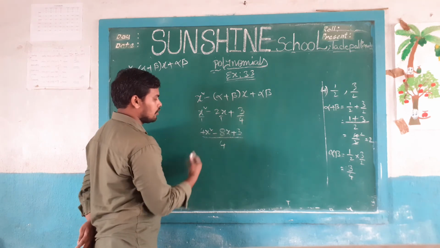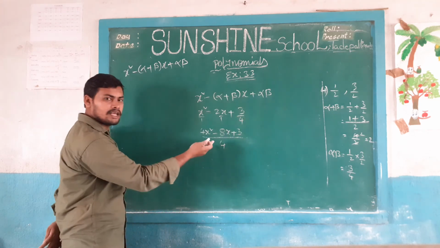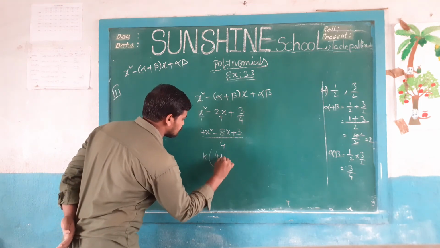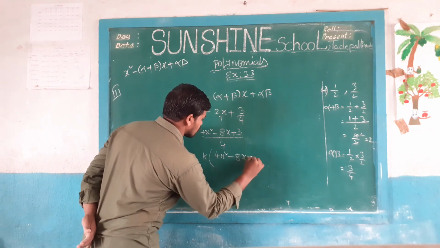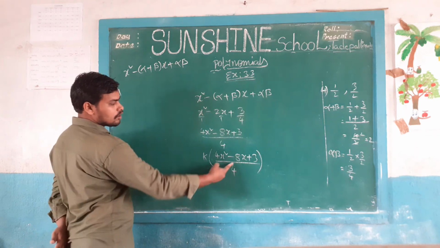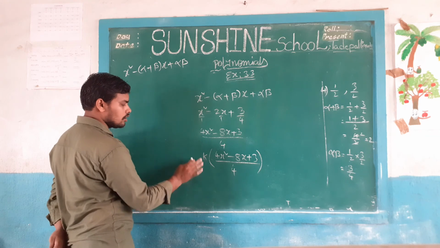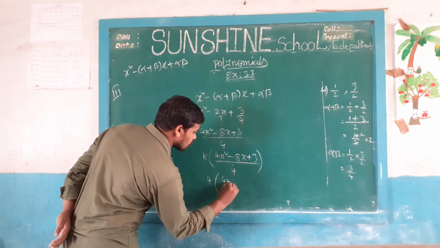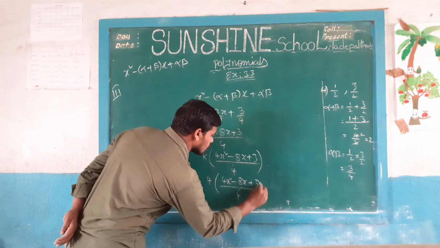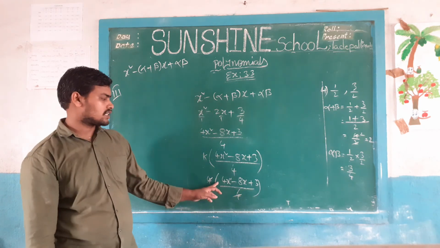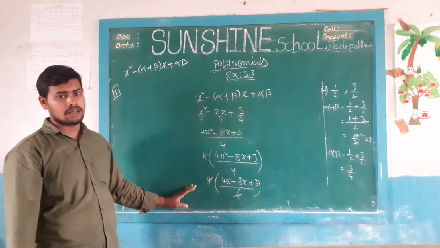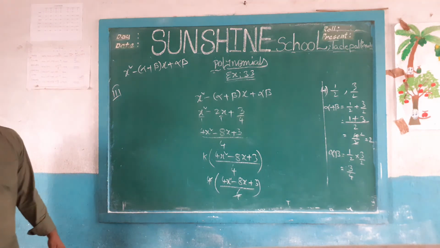1 into 3, 3. So again there is a denominator. We should multiply with the letter k. So what is the value of k? The denominator here is 4. So you should replace k with 4. 4 into 4x square minus 8x plus 3 by 4 gives 4x square minus 8x plus 3. Okay, this is the third one. Next.